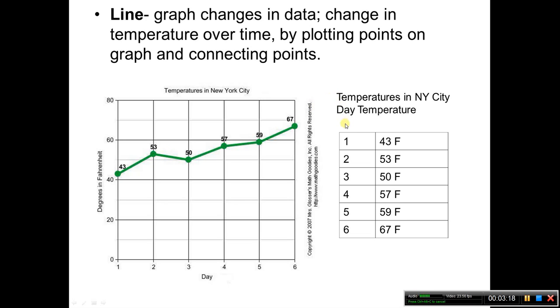So the example here, these would be different days, the high temperatures for different days in New York City. And that's probably during maybe the spring. It looks like it's warming up quite a bit. So day one the high temperature would be 45 degrees. So we have day on the x-axis, degrees in Fahrenheit on the y-axis, and yep, there's 45 degrees on day one. Day 2, 53 degrees. Day 3, down to 50, and so on for all 6 days.